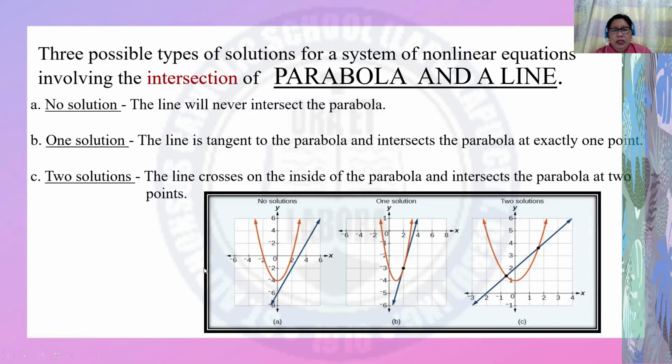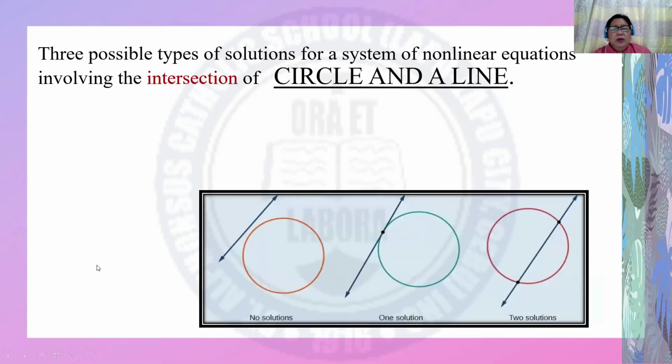Next, two solutions. The line crosses on the inside of the parabola and intersects the parabola at 2 points. So in this illustration, the line intersects the parabola at 2 points. This point and this point. Next, there are also three possible types of solutions for a system of nonlinear equations involving the intersection of a circle and a line. First, no solution.